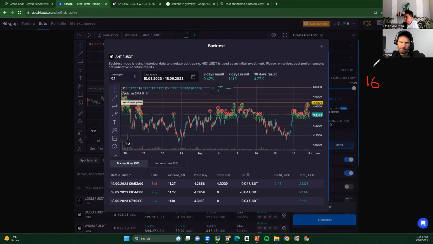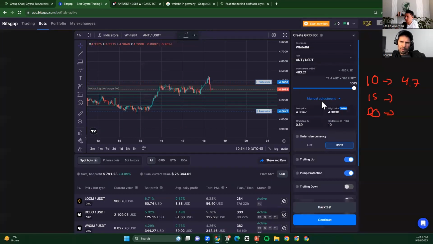So this is 10 grid levels, with a backtest of 4.7. Now I will do 15 and then 20, and then figure out which one gives me the best results.